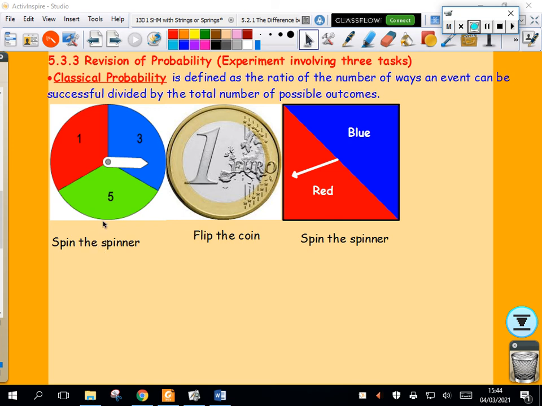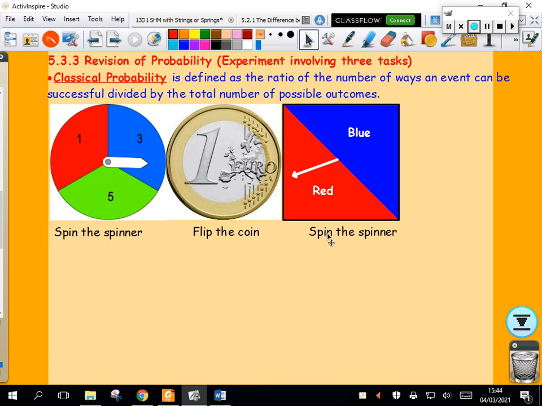Suppose I have this experiment. Task 1 is to spin the first spinner, task 2 is to flip the coin, task 3 is to spin the second spinner, and I want to investigate the possible outcomes from this experiment. I can draw a tree diagram. I cannot draw a two-way table because there are more than 2 tasks. A two-way table will not work. So I'm going to draw a tree diagram.